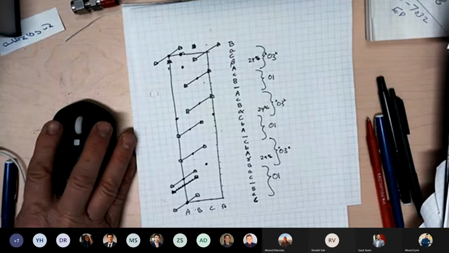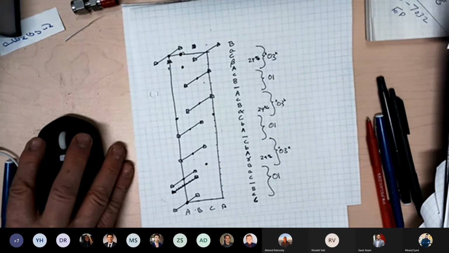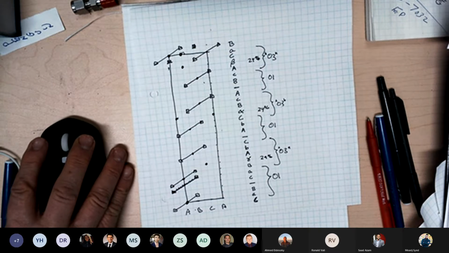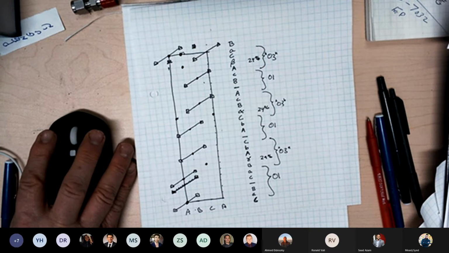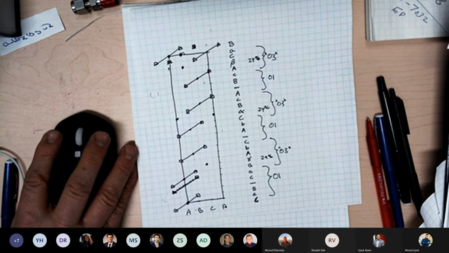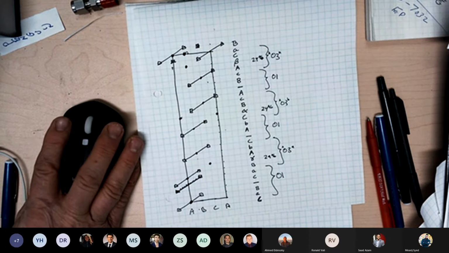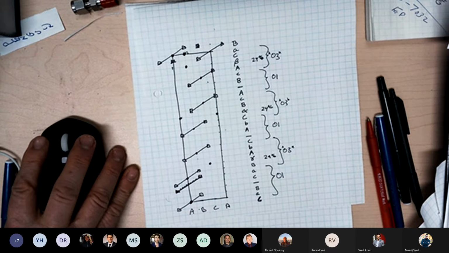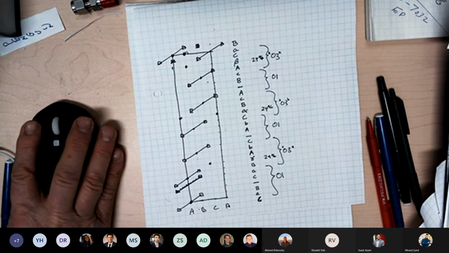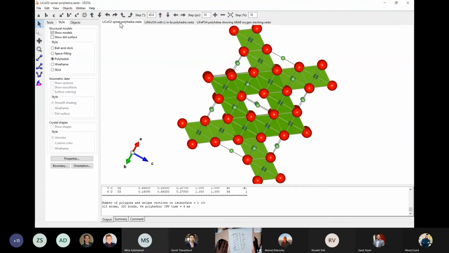So I'll try to share Vesta. Oh, where is this? Oh my God. It's open on my desktop, but why isn't it showing up here? Okay, here we go. Right.